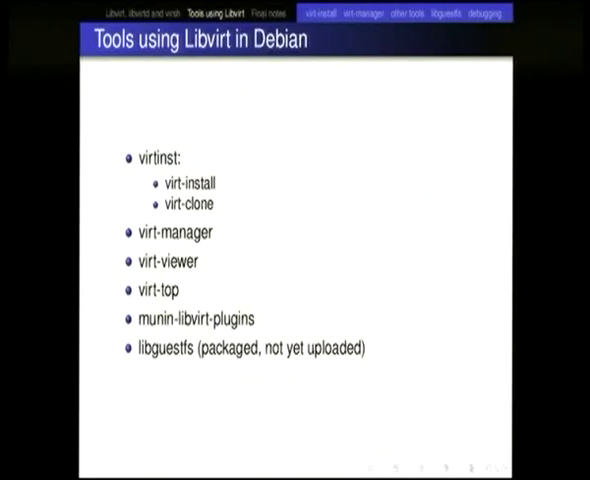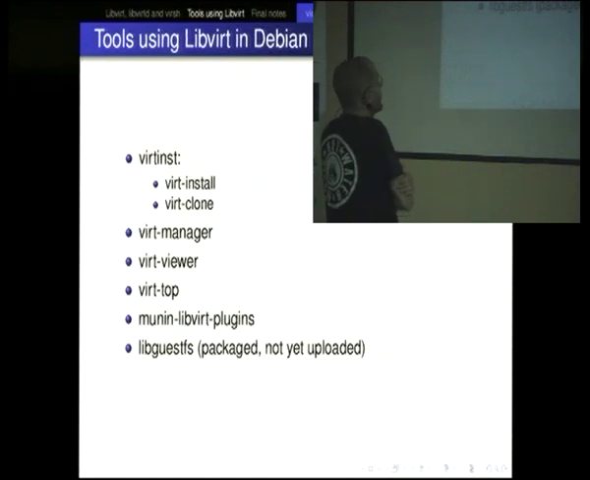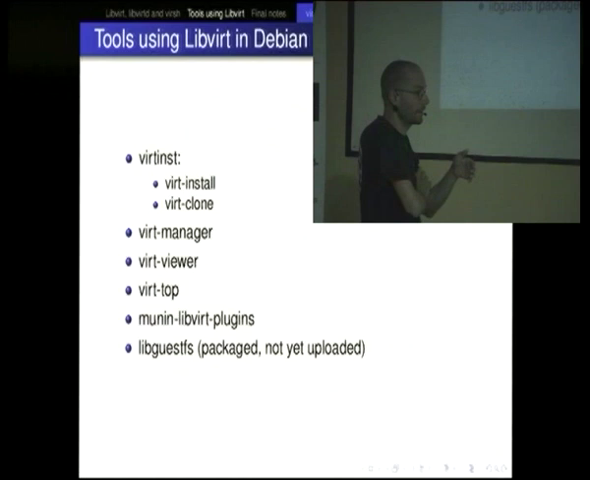I now want to give a short overview of the tools we have available that already use libvirt in Debian. And there are several of them already. One of them is the virtinst group of programs. One of them is virt-install, which you can use to install new virtual machines. It's virt-clone if you want to clone an existing virtual machine. Then there's Virt Manager, which is the graphical user interface. There's Virt Viewer, which is basically only there to access the VNC machine, but you don't have to figure out the port where the VNC display is. You just give it the name of the virtual machine, and it will do the rest by itself.